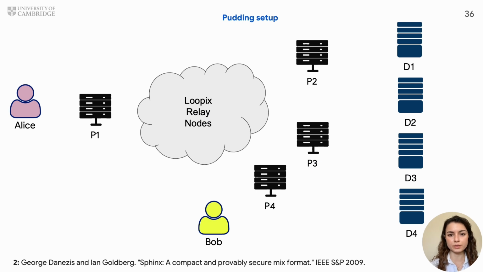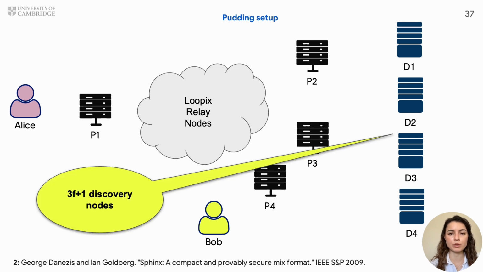Now let's look at the Pudding setup. Pudding is an application layer protocol which requires no changes to the Loopix network infrastructure. In Pudding, we have multiple discovery nodes, more specifically 3f+1 discovery nodes, where f is the maximum number of faulty nodes. This way, Pudding continues to operate even if less than a third of the discovery nodes are broken or malicious.